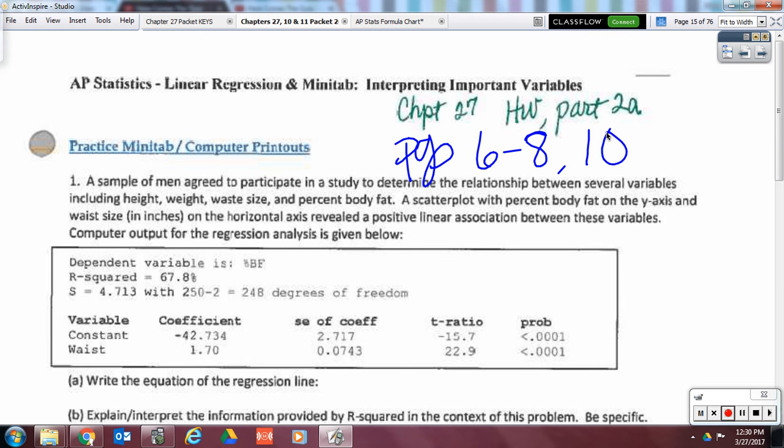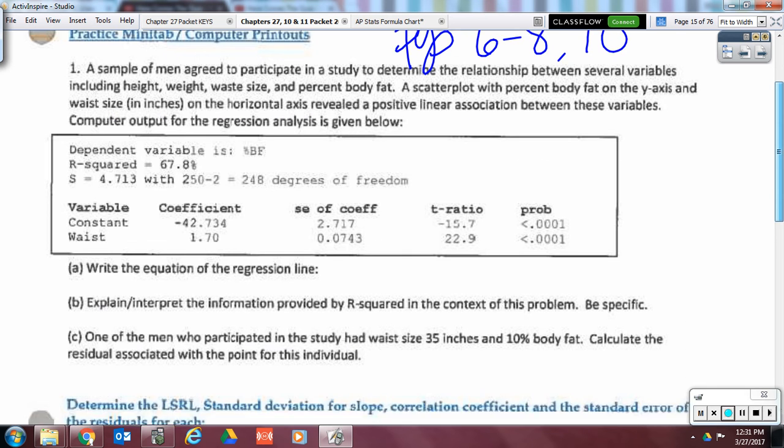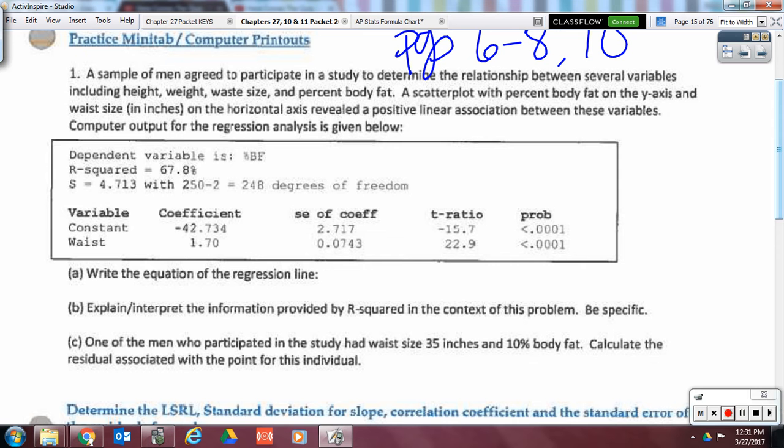So here we go. On page 6, you're essentially doing this stuff right here. This is a problem. I'm going to start you with a little bit because I kind of want to give you a hint about part C. This is about men participating in a study. They agreed to the relationship between several variables, including height, weight. This is not the correct waist. And percent body fat. Okay? But it is corrected down here to be the middle of your body, your waist. Okay? So we're talking about the relationship.